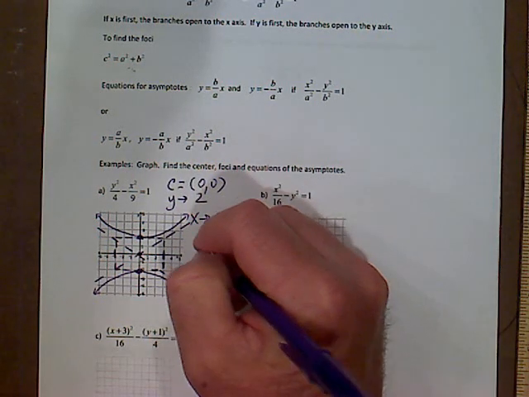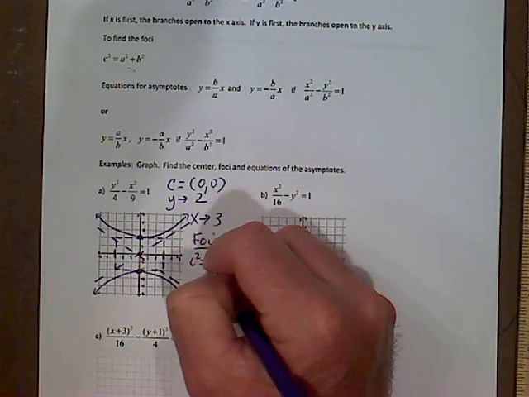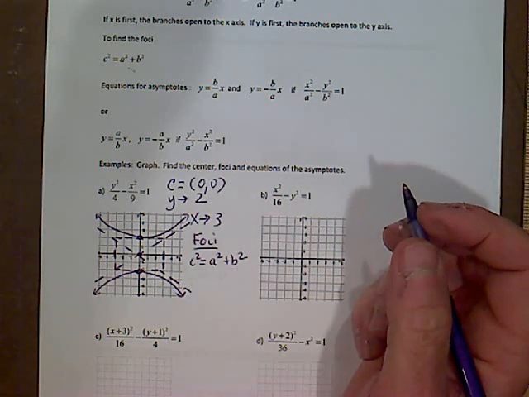Now, the next thing you want to find are the foci. To find the foci, you'll do c squared equals a squared plus b squared.